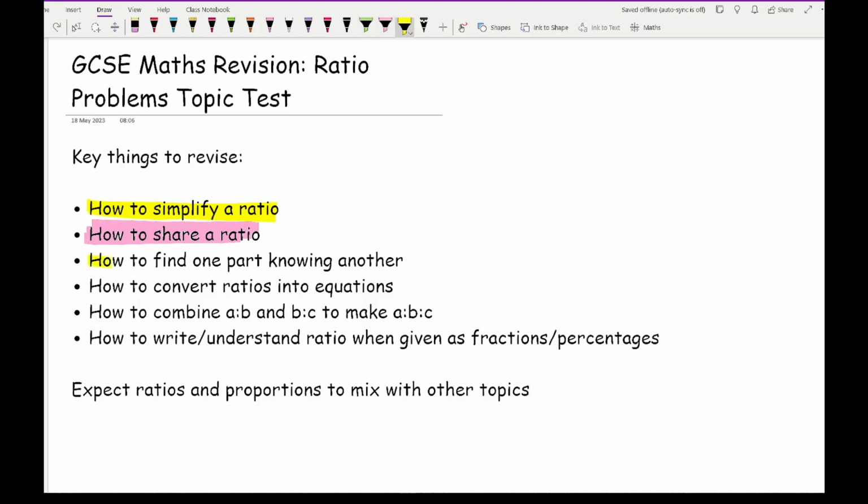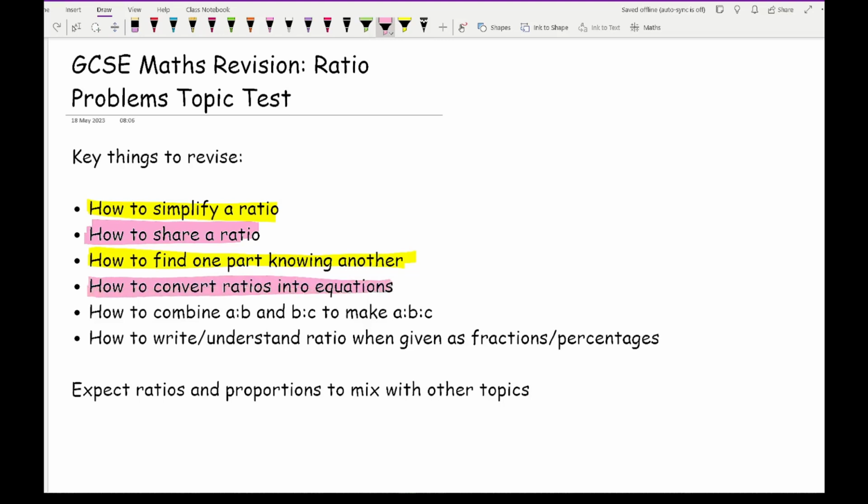The next one is converting ratios into equations. Now this is relatively new, but it's becoming a lot more prominent on exam papers. Whether it's actually involved in the question or whether ratios are being used as equations to then go on to something more algebraic, be mindful of knowing how to convert ratios into equations and vice versa.